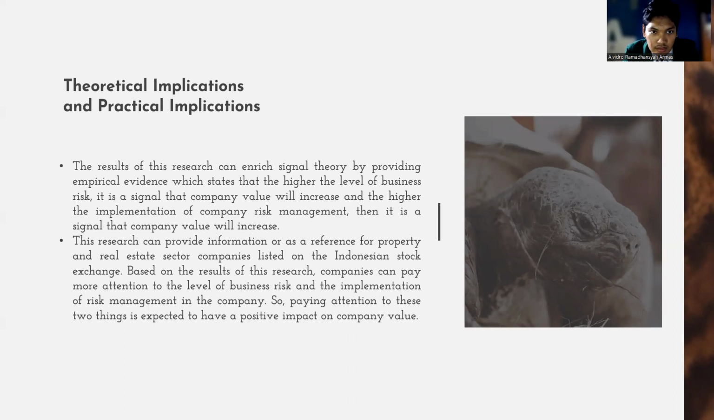The results of this research can enrich signal theory by providing empirical evidence which states that the higher the level of business risk, it is a signal that company value will increase, and the higher the implementation of company risk management, it is a signal that company value will increase. This research can provide information or serve as a reference for property and real estate sector companies listed on the Indonesia Stock Exchange. Based on the results of this research, companies can pay more attention to the level of business risk and the implementation of risk management in the company. So paying attention to these two things is expected to have a positive impact on company value.